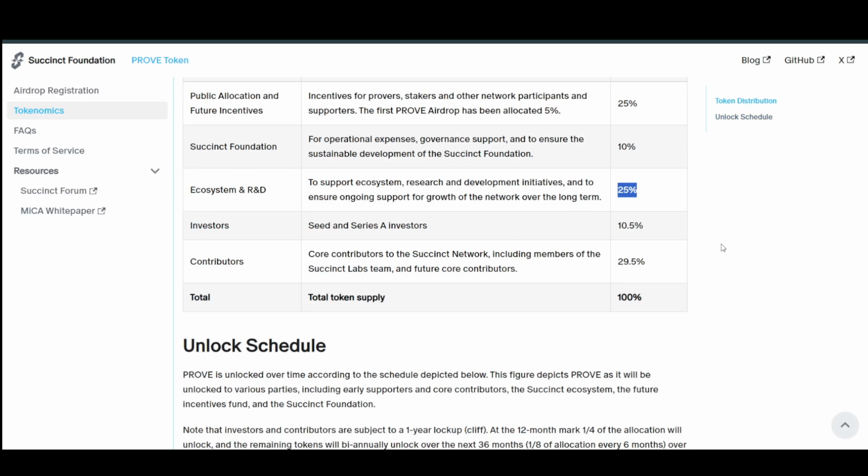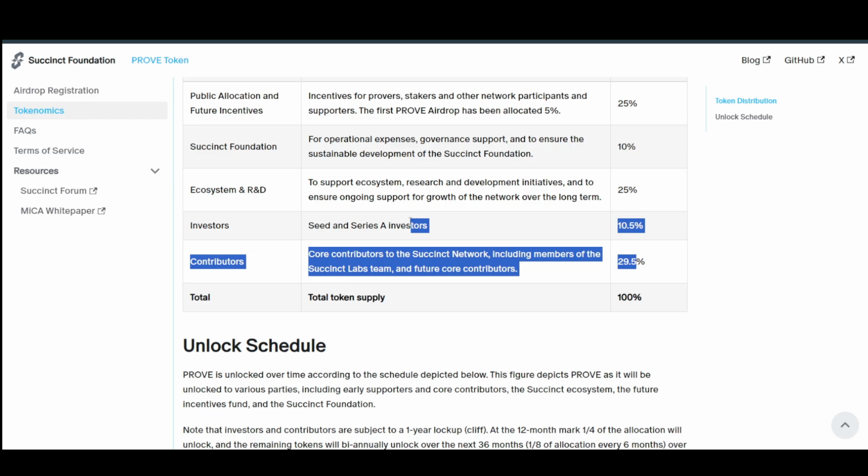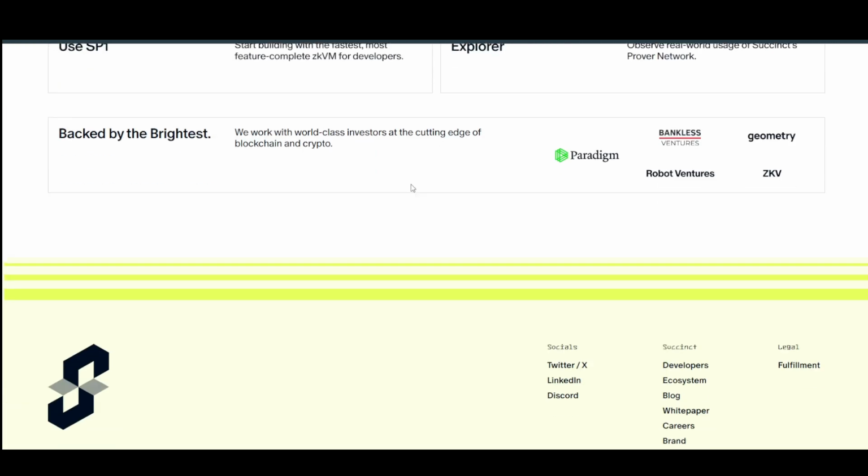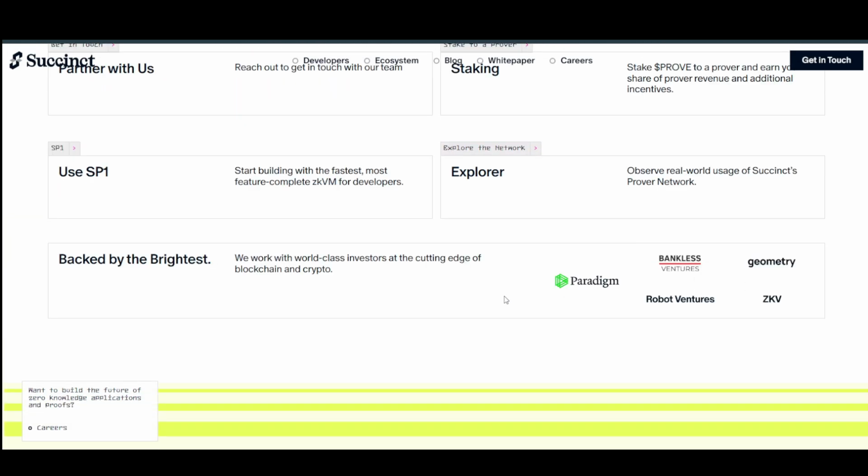Yes. Now if we talk about the investors, they have series A and seed investors that get like 10.5%, so around 105 million tokens, and the core contributors get like 29%, which is a lot compared to investors. But again, I think the contributors may not sell that much compared to investors, so I would say the allocation does make sense. Now if we talk about the investors, we have Paradigm, Bankless Ventures, Robot Venture, Geometry, and Zero Knowledge Venture as well, as you can see.